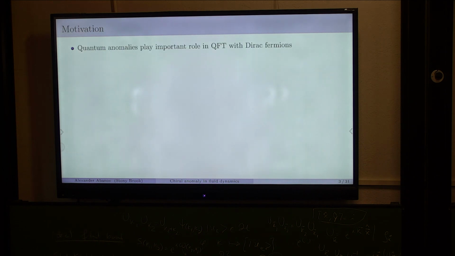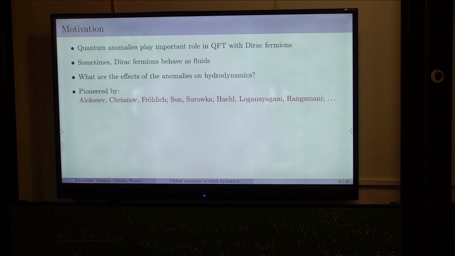Quantum anomalies play an important role in quantum field theory with Dirac fermions, and sometimes these Dirac fermions can behave as fluids. So there is a question: what are the effects of the anomalies on the fluid dynamics of that fluid? The early work was pioneered by these people, and I'm pleased to say that some of them are present here, even as the chair of this session.